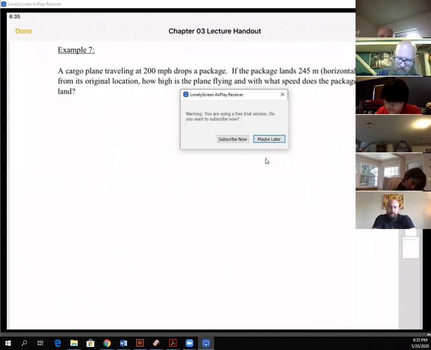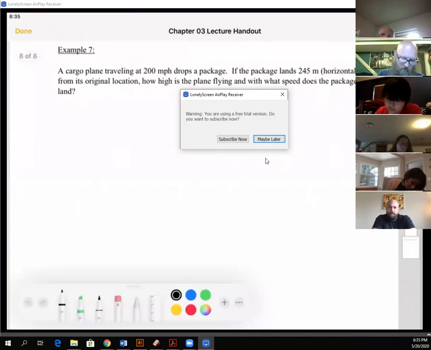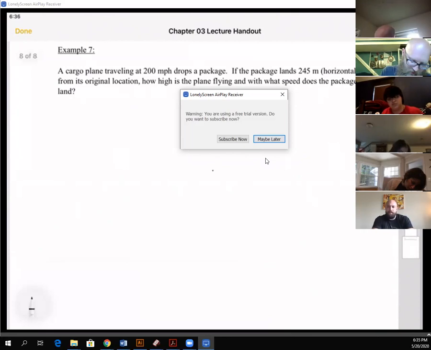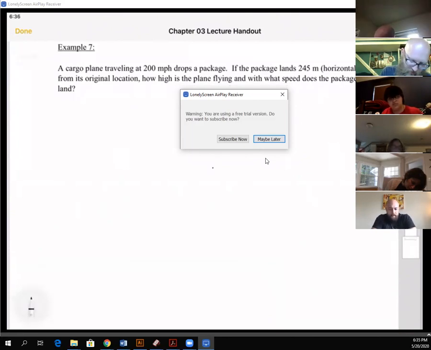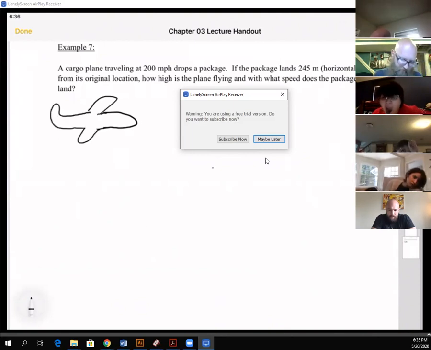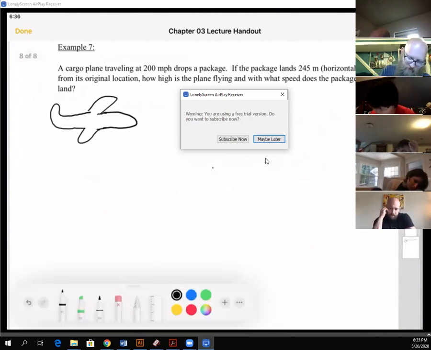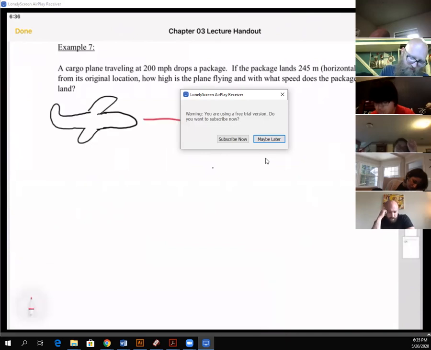Okay, so we need to draw a picture, which means I need to draw a plane. How do you draw a plane? I don't know. It's got to have a nose. So what does his nose look like? Oh, perfect. And if there are some wings, and there's a wing. Oh no, that's a terrible wing. And there's the back of it. That's a plane, more or less. And the plane is flying this way at 200 miles per hour.